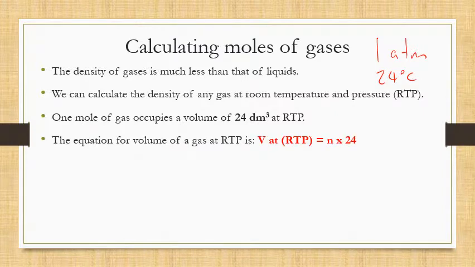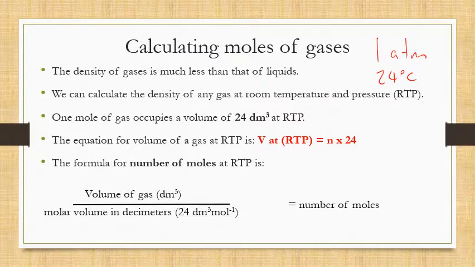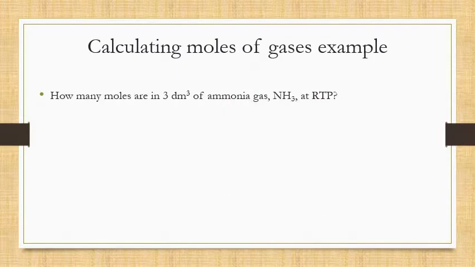Okay, and the equation for the volume of the gas at RTP is volume at RTP is number of moles times 24. That's it, number of moles times 24. So the formula for the number of moles at RTP is the volume of gas divided by the molar volume in decimeters cubed, which is 24, equals the number of moles. Okay, you have to know that. So let's try using it now.